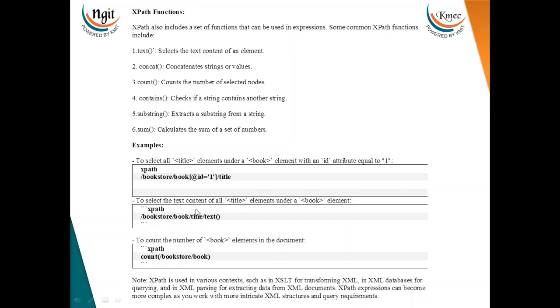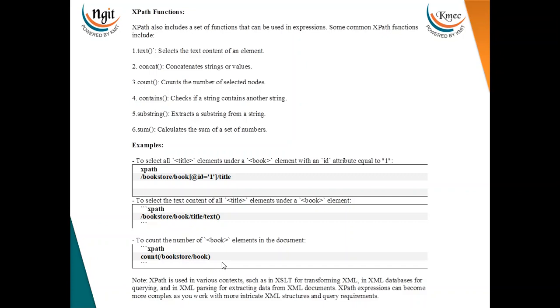And to select the text content of all title elements under a book element, here is the syntax: book title and the text function. If you use it, it will be selecting all the text under that title. Okay, and here is one more example where you can count the number of book elements in the document. When you give function count under bookstore element, book element, it gives the number of book elements that are there under bookstore.